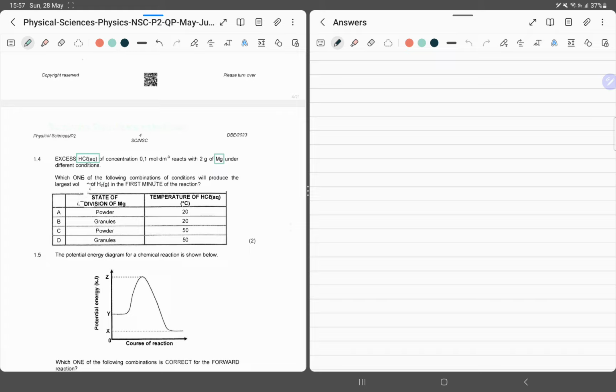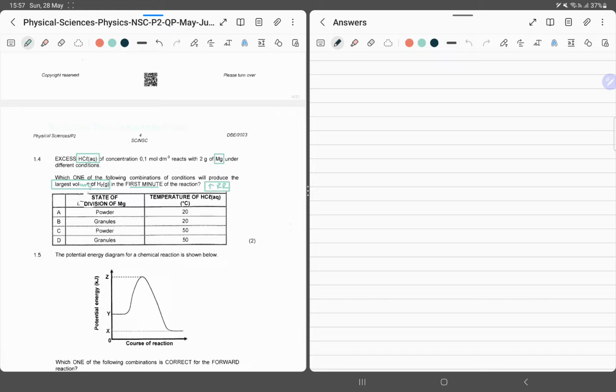Now it says which one of the following combinations of conditions will produce the largest volume of hydrogen gas in the first minute of the reaction. So this is a question on reaction rates. So obviously we're looking for a higher reaction rate.